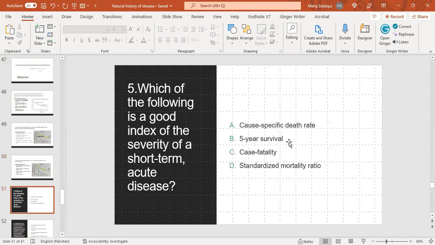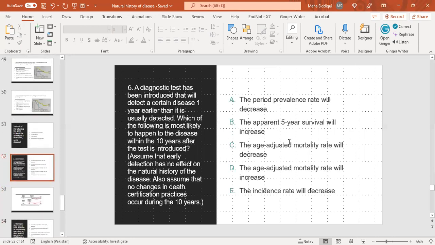MCQ number 5, which of the following is a good index of the severity of short-term acute disease? Specific death rate, 5-year survival, case fatality, standardized mortality ratio. C, case fatality. C is the right option.